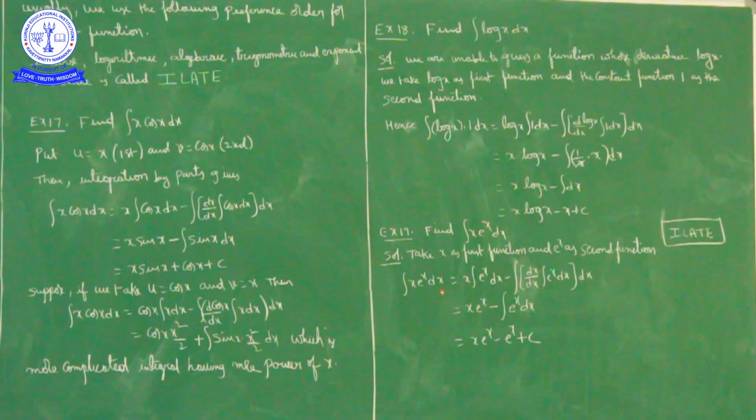So integral of x e power x dx equals first function into integral of second function minus integral of derivative of first function into integral of second function. So x into integral of e power x dx minus integral of derivative of x with respect to x, dx by dx, into integral of e power x dx, whole dx. So x into e power x, integration of e power x is e power x, minus integral of derivative of x with respect to x, which is 1, into integration of e power x, which is e power x. So this part is e power x dx. So e power x integration is e power x. So the final answer is x into e power x minus e power x plus c.